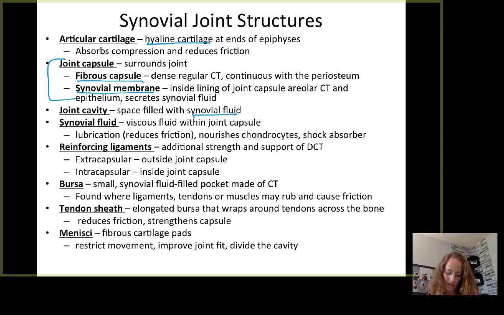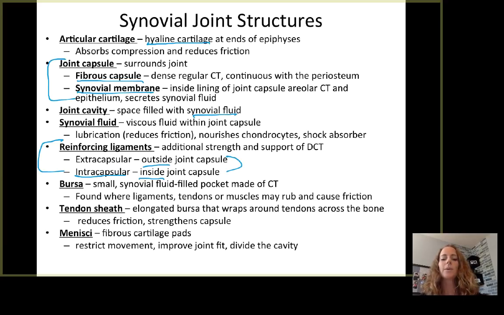You'll be learning about each joint, and as you learn about each joint, you'll learn the particulars of the reinforcing ligaments. Some will be inside the joint capsule, or intracapsular, and some will be outside the joint capsule, or extracapsular. This is important because when a patient comes to you with different types of pain, you're going to understand as you go through the different components of physical exam and history that pain presents differently when it's inside the joint capsule versus outside the joint capsule.